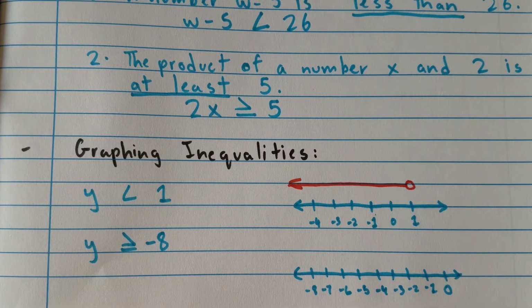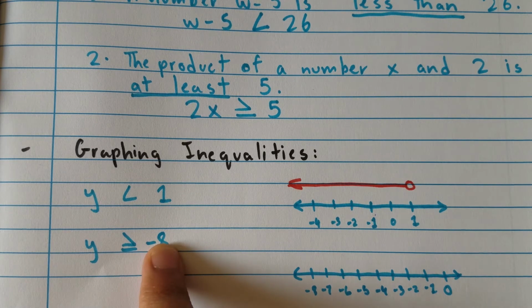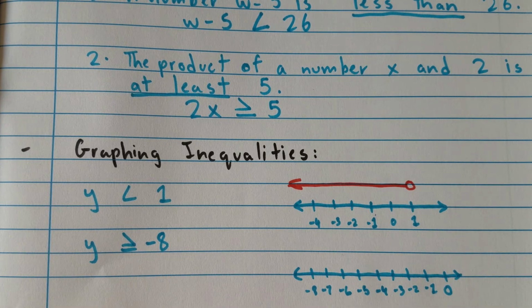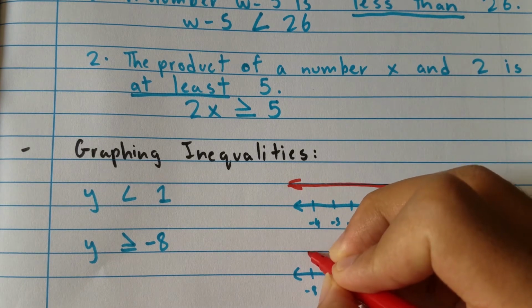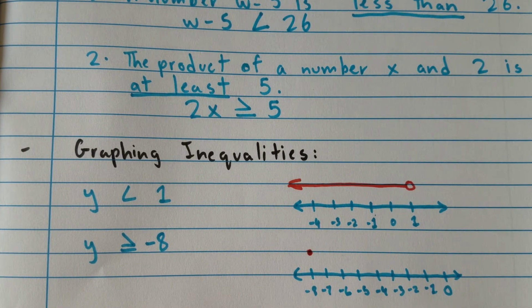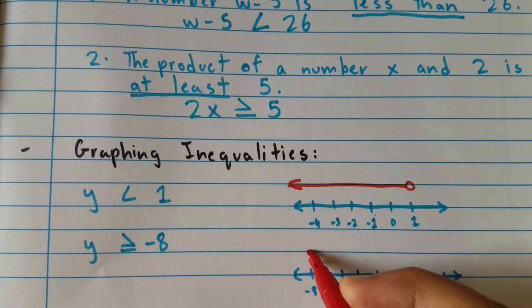In the second inequality, we're told that y is greater than or equal to negative 8. So I can see that this inequality does include negative 8 because y can be equal to negative 8. So I can mark my point at negative 8. And then all these numbers that are greater than negative 8 would satisfy this inequality.